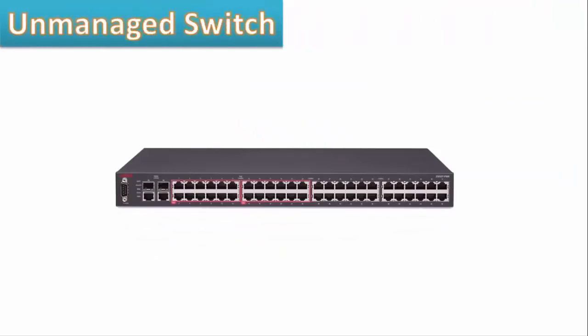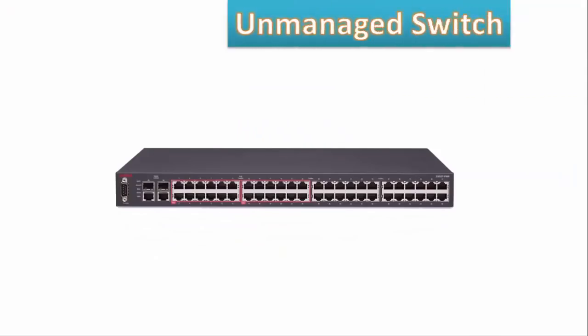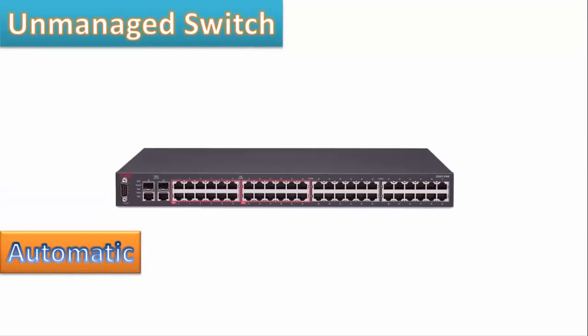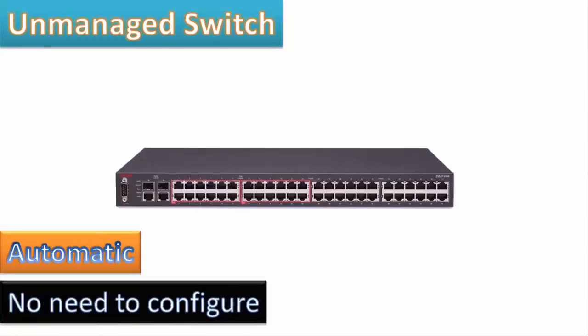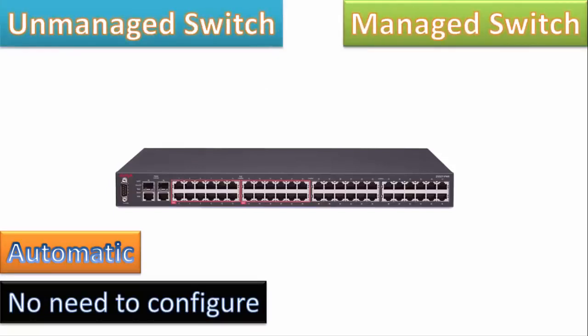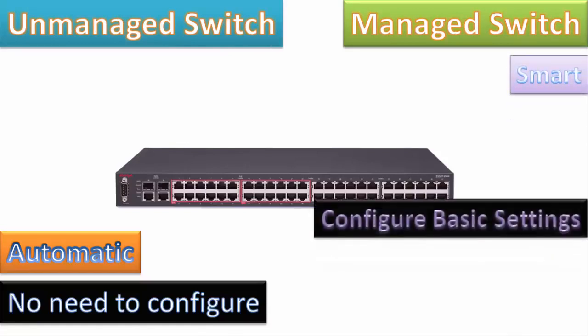Now, switches are also of two types. One is the unmanaged switch, which is automatic. That means you can't configure it; it will handle its task automatically by itself. The others are managed switches. In these there are two subcategories. One is smart, in which you can configure basic settings, and these are used in Fast Ethernet and Gigabit Ethernet. You can configure basic settings like bandwidth on ports and a few other settings.